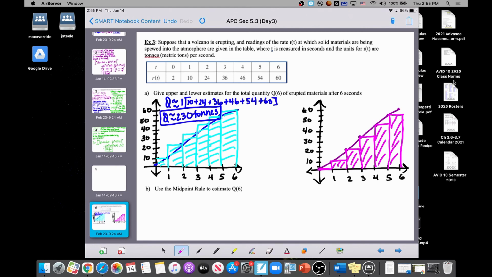And so when I do my calculation this time, my Q is going to be approximately equal to 1 times, but this time my heights are going to be 2 plus 10 plus 24 plus 36 plus 46 plus 54. And when I add those all together, I get a lower estimate of approximately 172 tons.